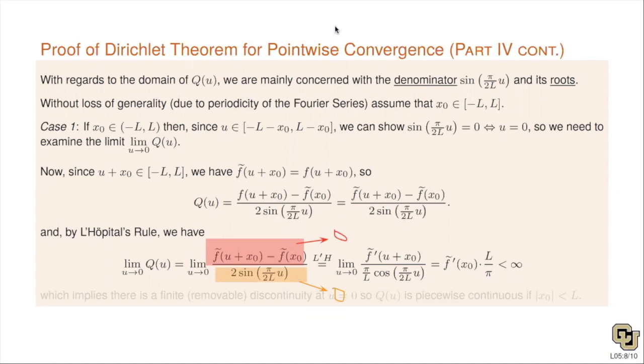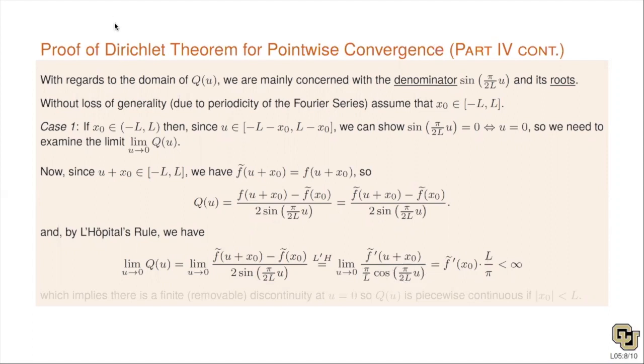Remember, f tilde of x naught is a constant. So I'm only taking the derivative of this function with respect to u. So f tilde prime of u plus x naught times 1. I have to do the derivative of the inside, chain rule, but the derivative of u plus x naught is just 1. And then downstairs I have, chain rule, derivative of sine of 2 pi L u, times 2. And then apply the limit. This time the limit exists. You send u to 0, we get f tilde prime of x naught, and cosine of 0 is just 1, so the cosine term disappears completely.